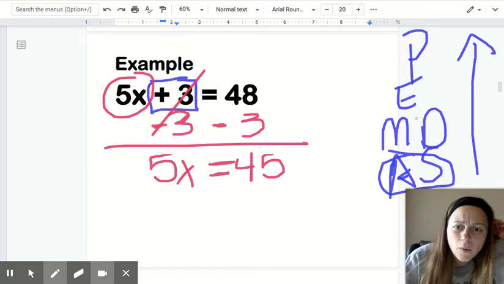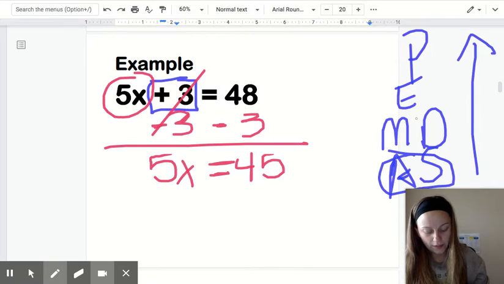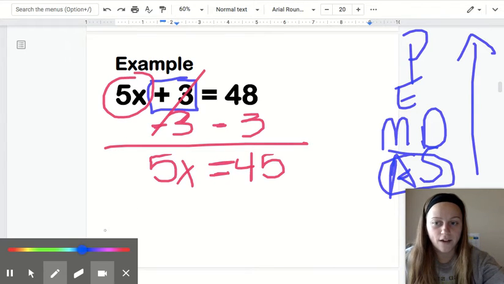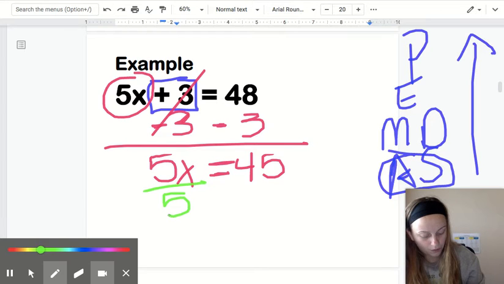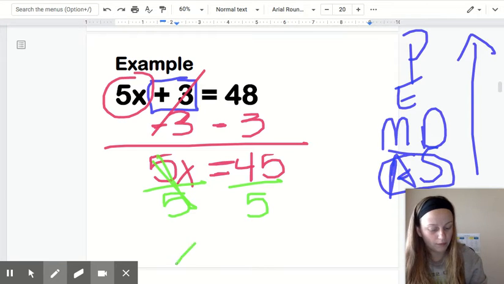Now we have a one-step equation, which is what we did all last week. So 5x equals 45. To solve this, I do the inverse of multiplying by 5. I divide by 5 on both sides. These 5's cancel out, and I'm left with x equals 45.